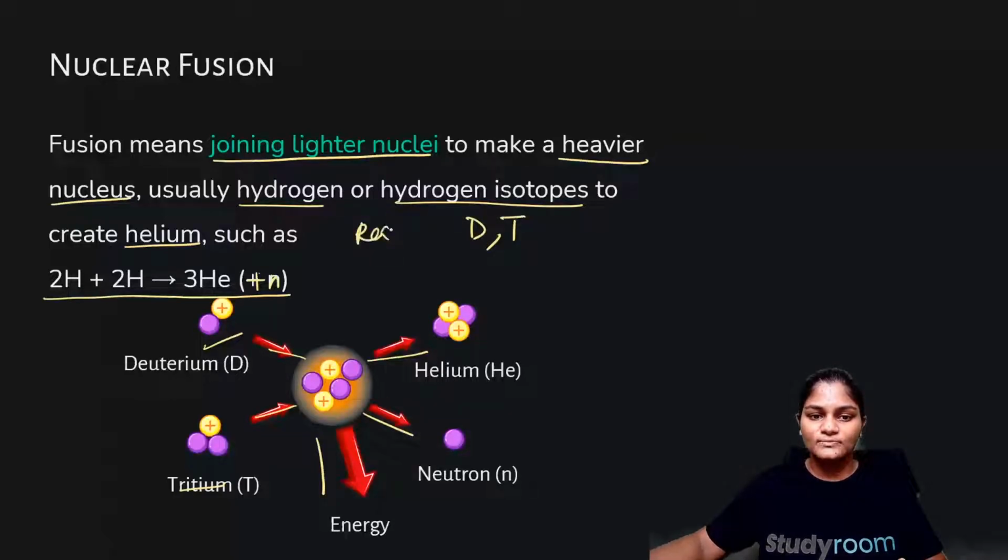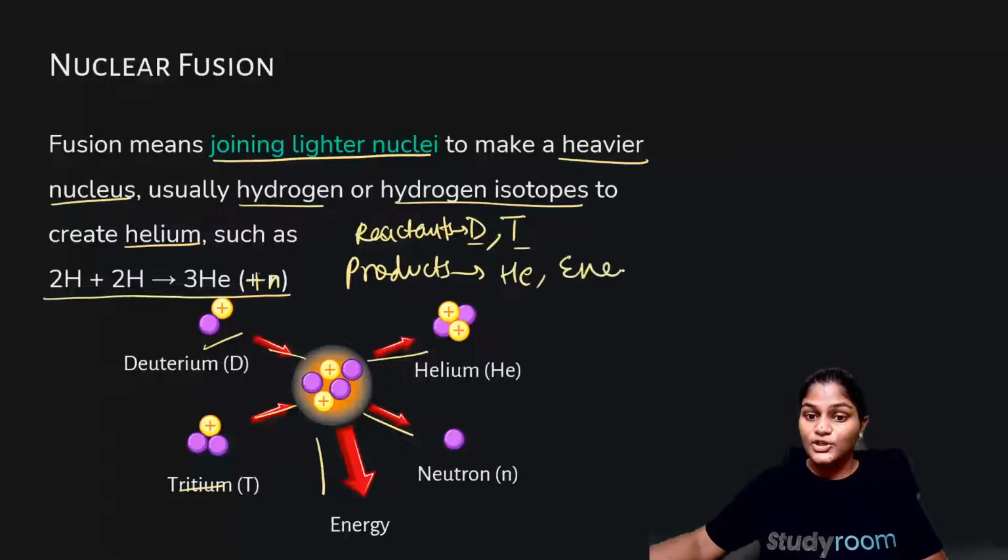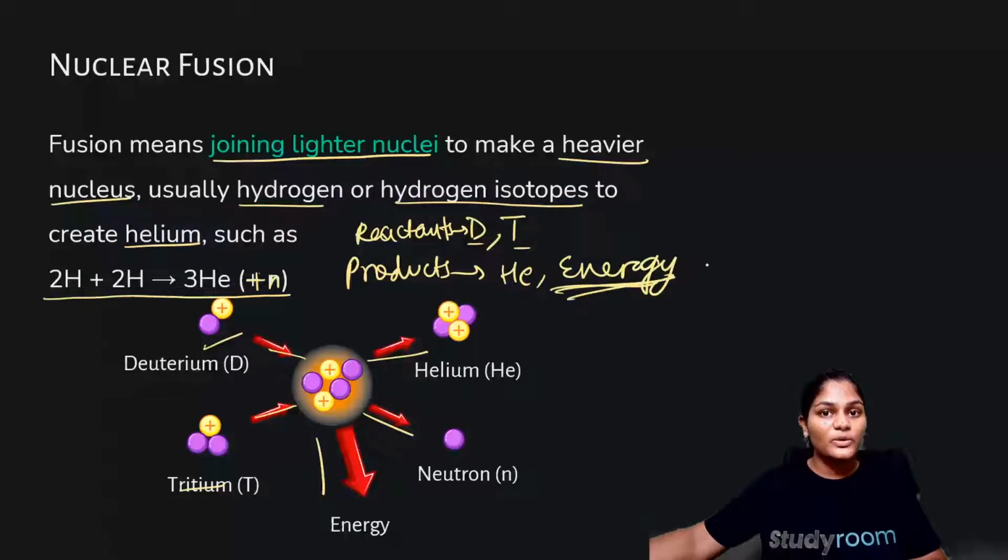These are the reactants, deuterium and tritium. And products, what are the products formed? Using deuterium and tritium, helium is the product. Energy is the main product that we actually need here. This is what we are going to work with, the energy and one neutron. Okay, this is the process of fusion.